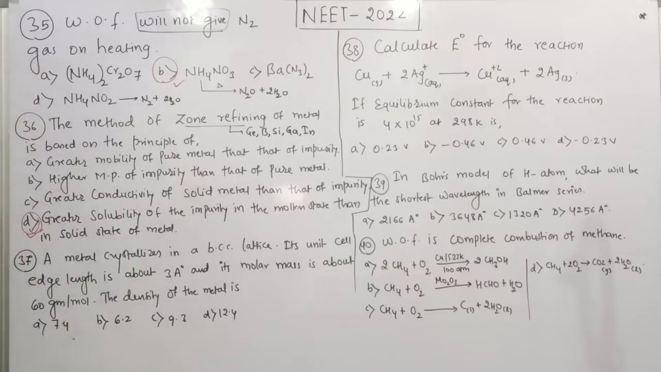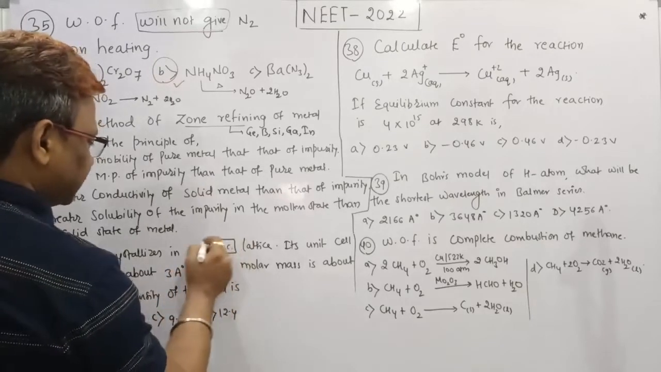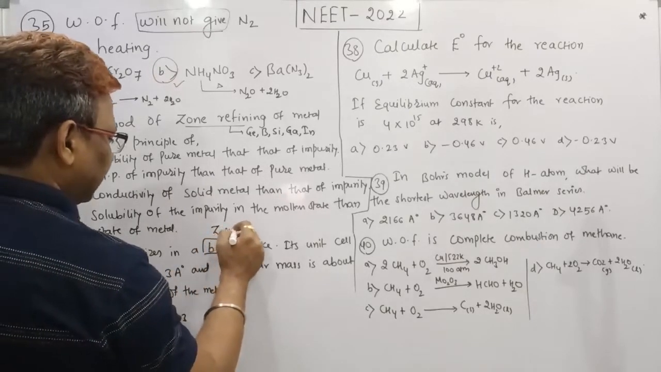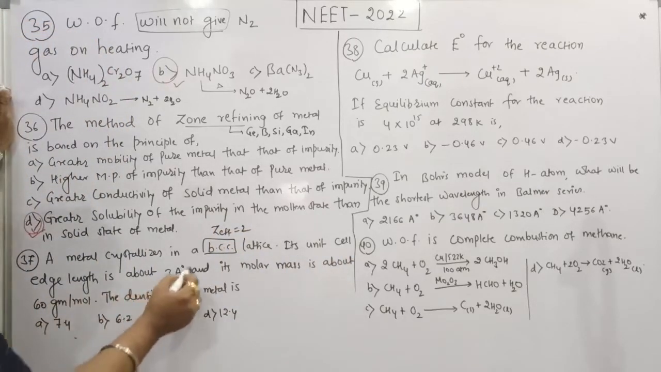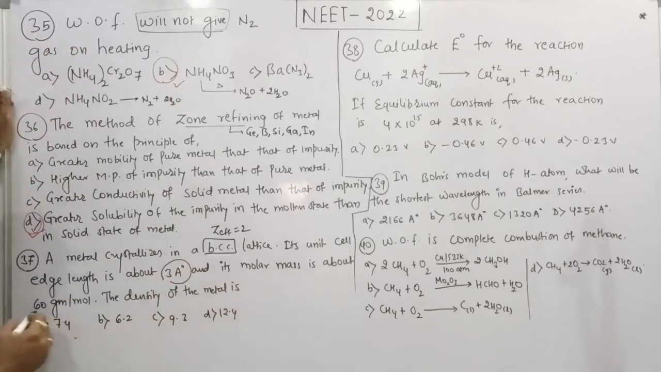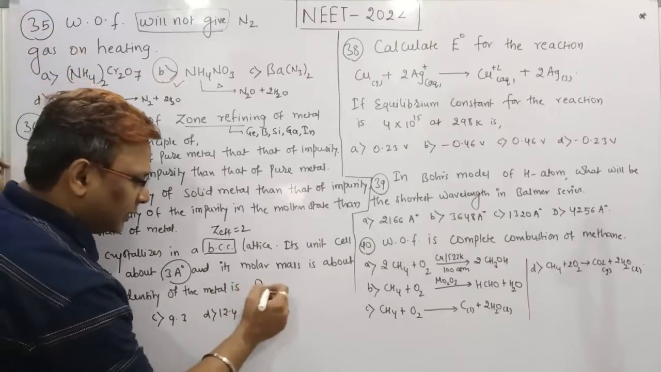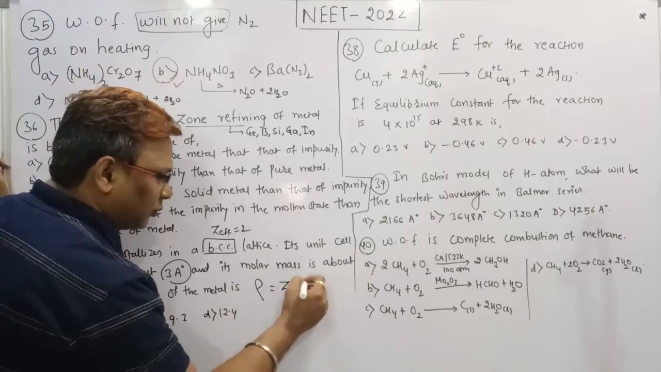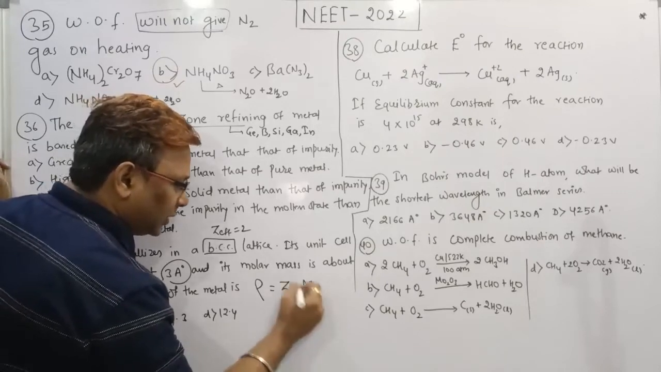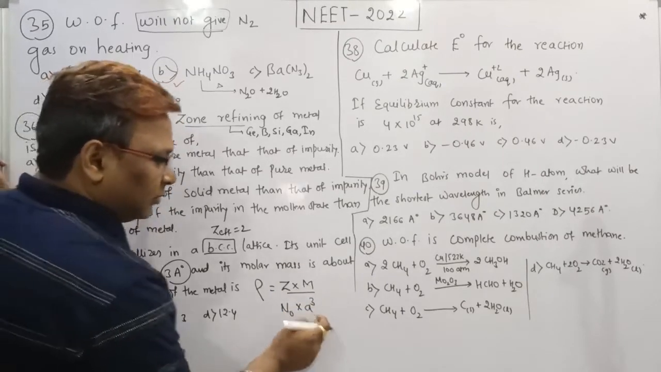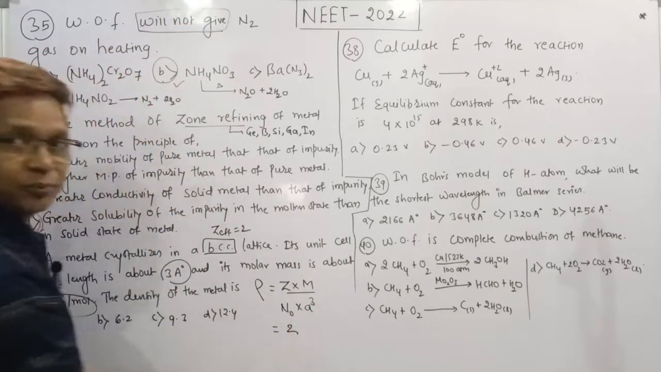Question number 37. A metal crystallizes in BCC. Beta, BCC means you know Z effective of BCC is 2. Its unit edge length is given as 3 angstrom and molar mass is given as 60 gram per mole. What is the density of the metal? See beta, density equals Z into molar mass by Avogadro's number into a cube. What is a cube, beta? Volume of the unit cell. The value of Z is 2.